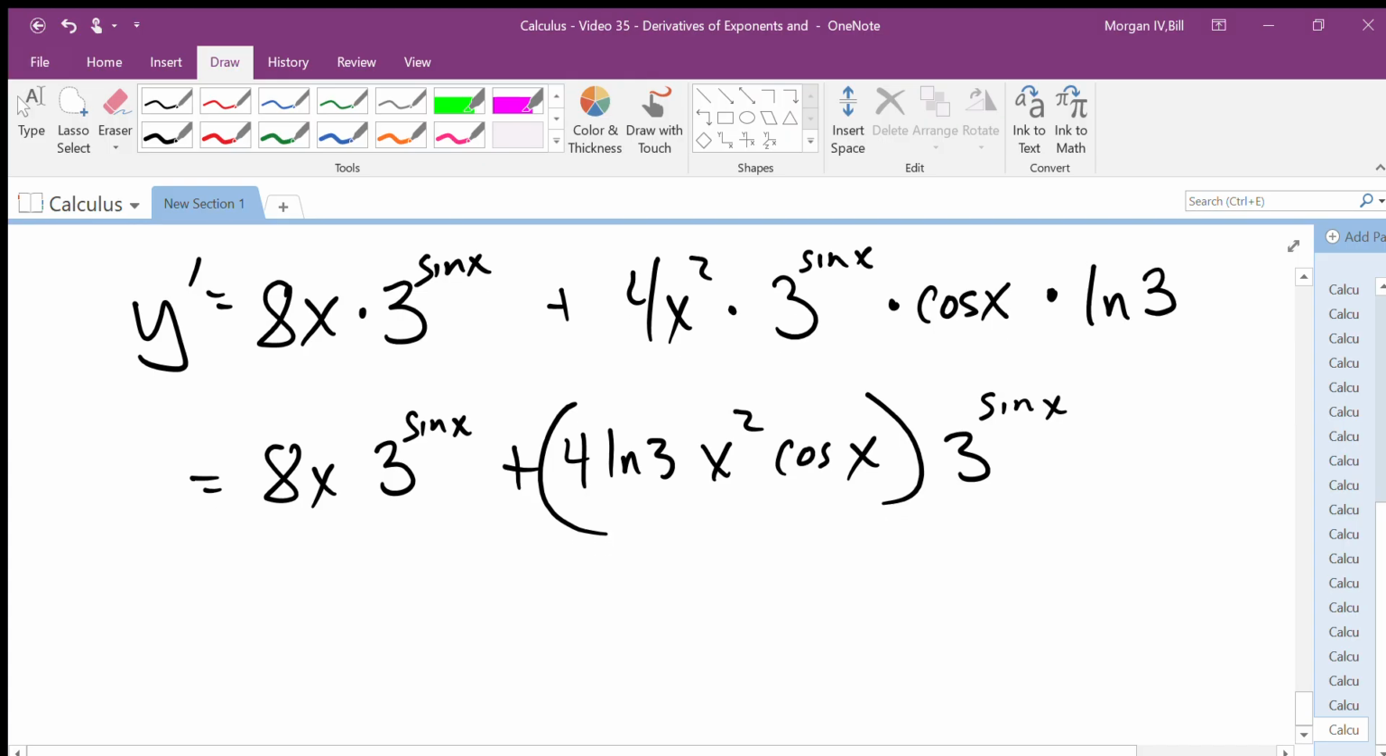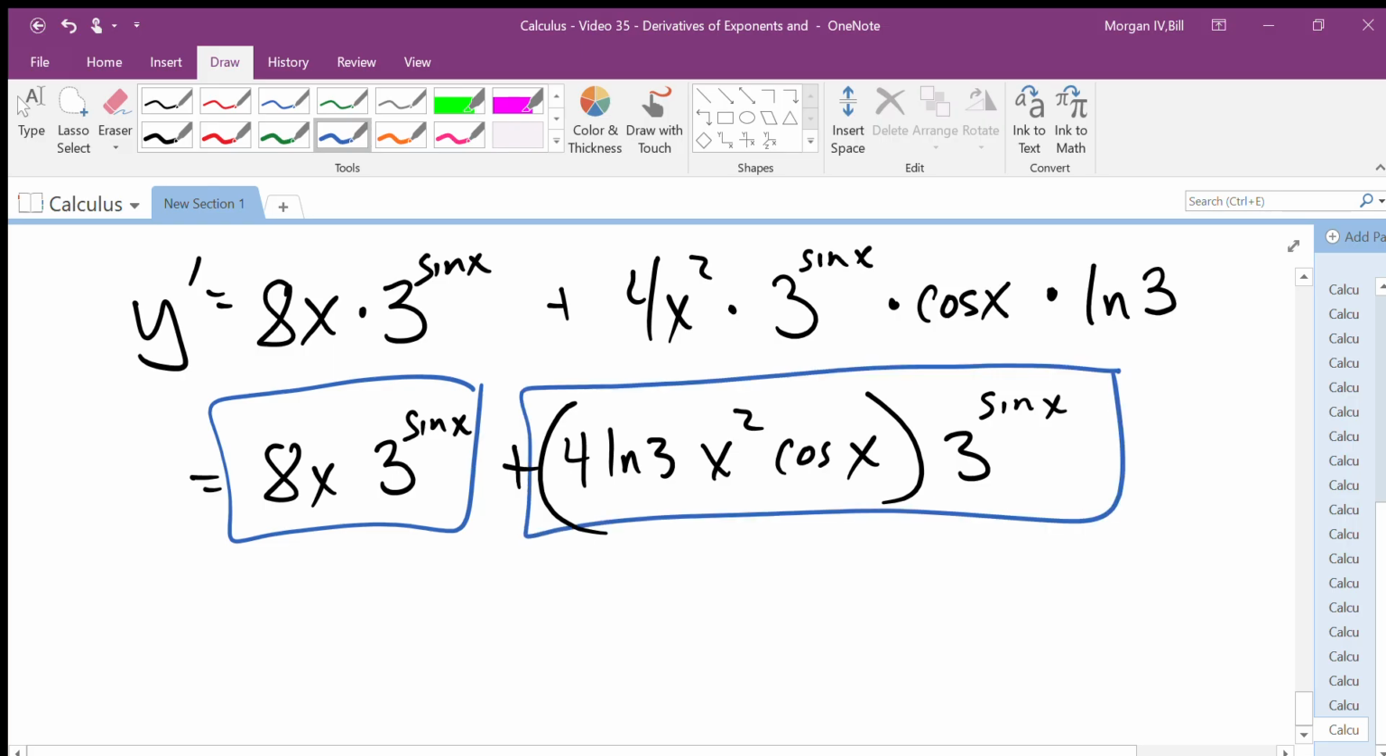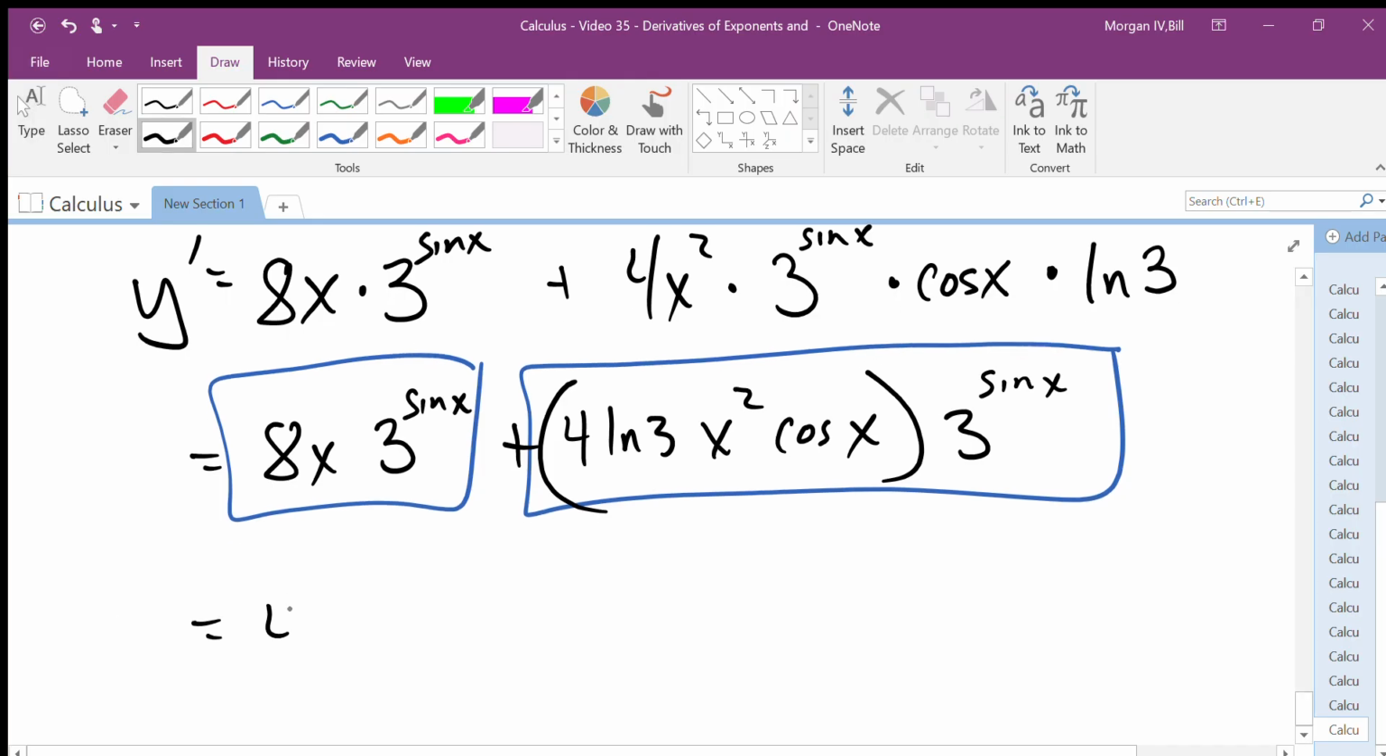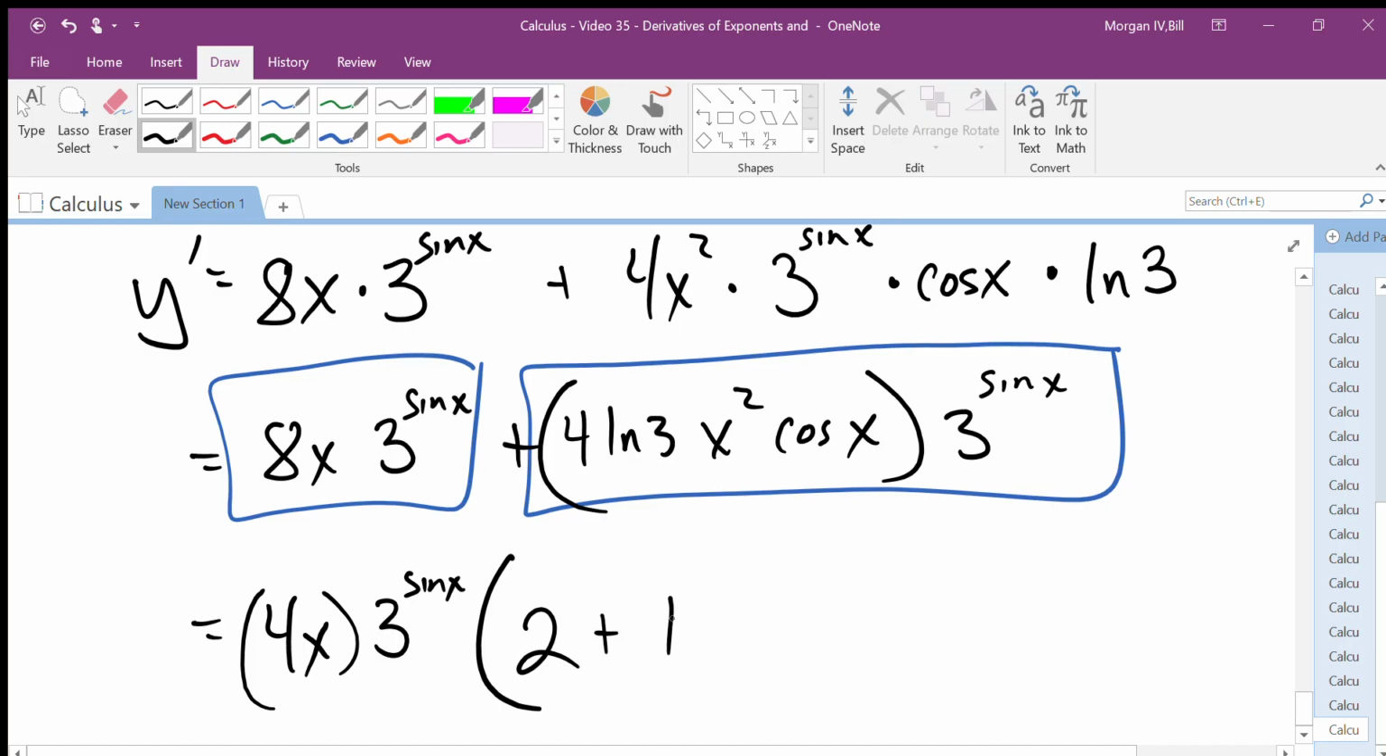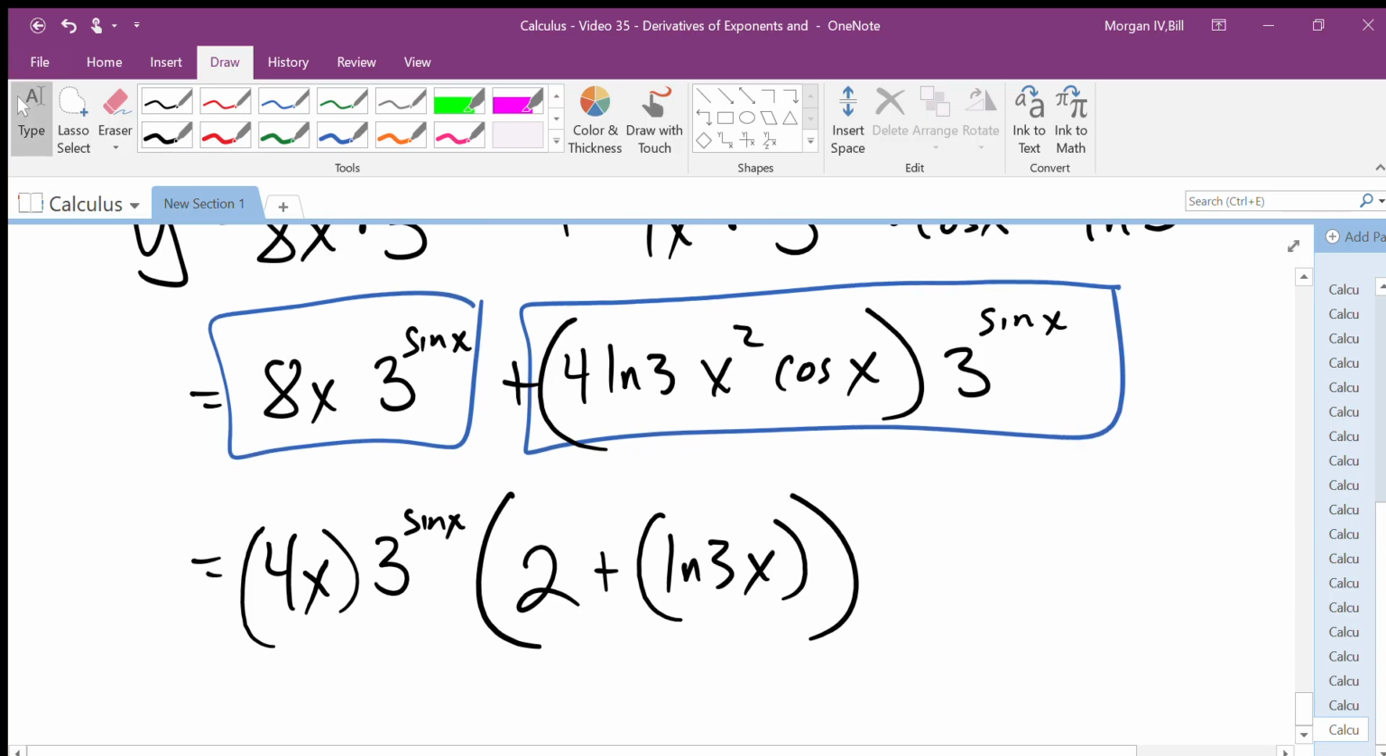And it looks like I can factor out. I have two terms here, right? I have this first term here, I have this second term here. I can factor out a 3 to the sine of x, and I can factor out a 4x out of this whole thing. So if I take out a 4x times 3 to the sine x, if I factor that out, I'm left with just a 2 in the first term, plus the natural log of 3 times x in the second term. There you go.